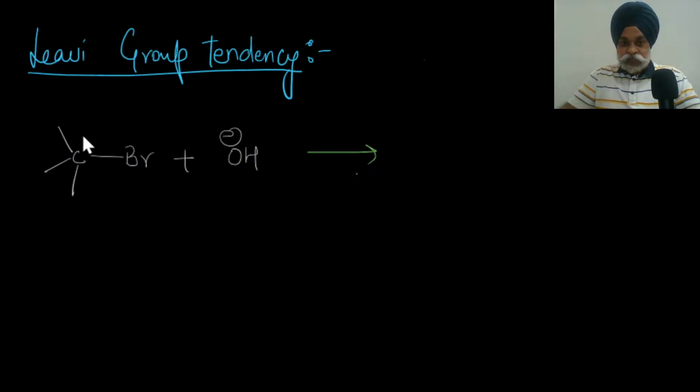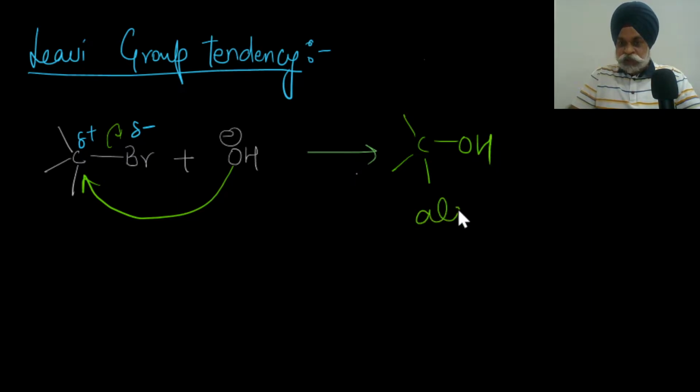Say for example you have a polar carbon-bromine bond, and this is your substrate, the organic moiety on which the reagent OH negative, a nucleophile, attacks. As a consequence, Br negative goes out and you get an alcohol. Br negative goes out, and this Br negative is called the leaving group.